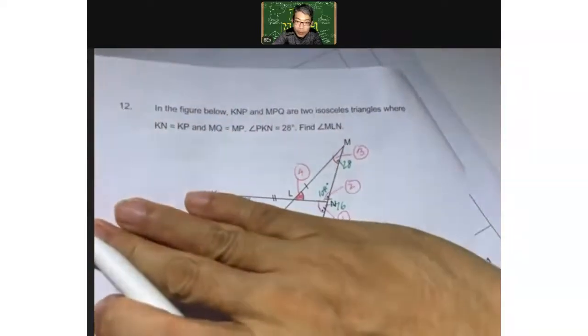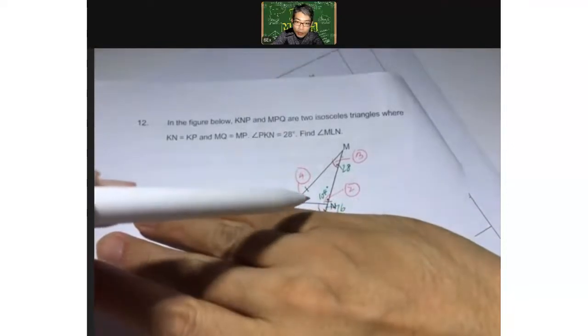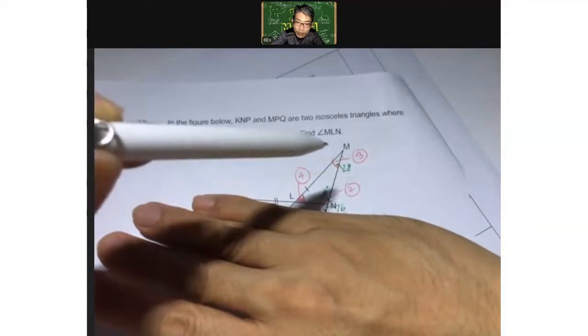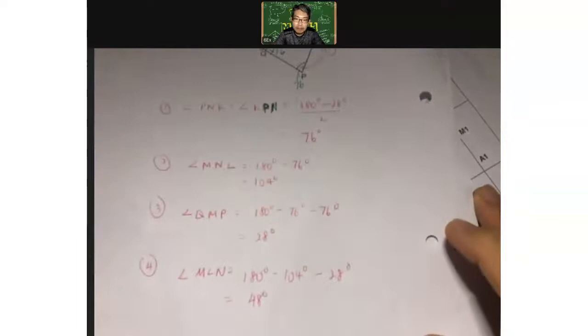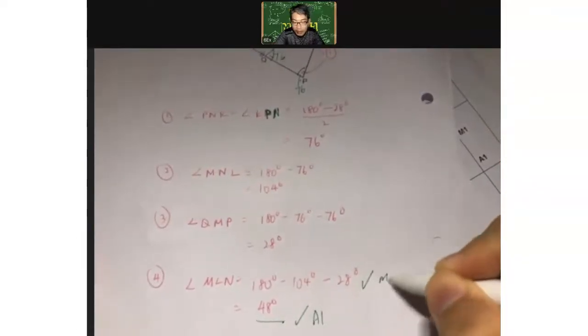Finally, we are up to this point. So 180 degrees minus 24 minus 28, you'll get angle 4, which is the one that we're supposed to find, MLN. That's the last step. Right, 3 marks. So A1 here, M1 here.